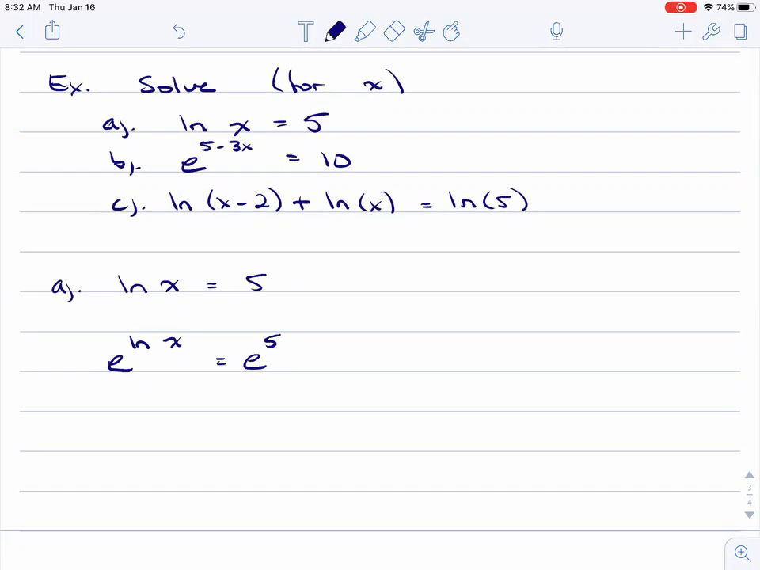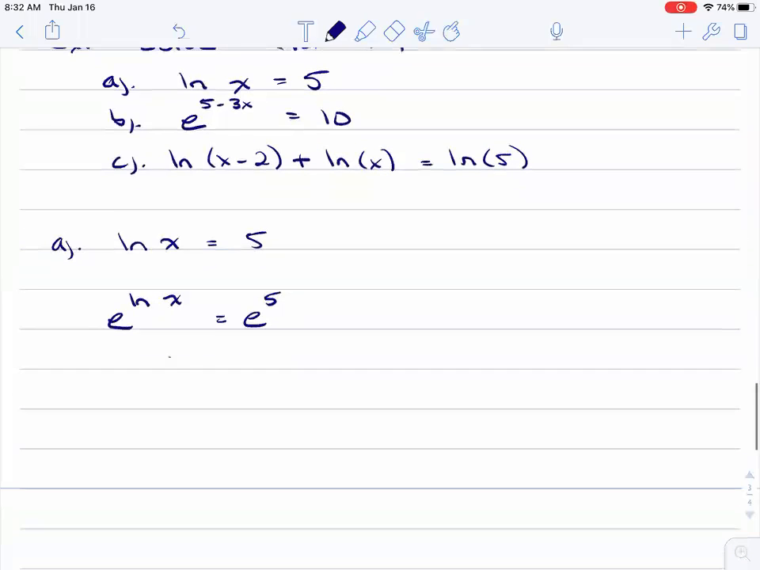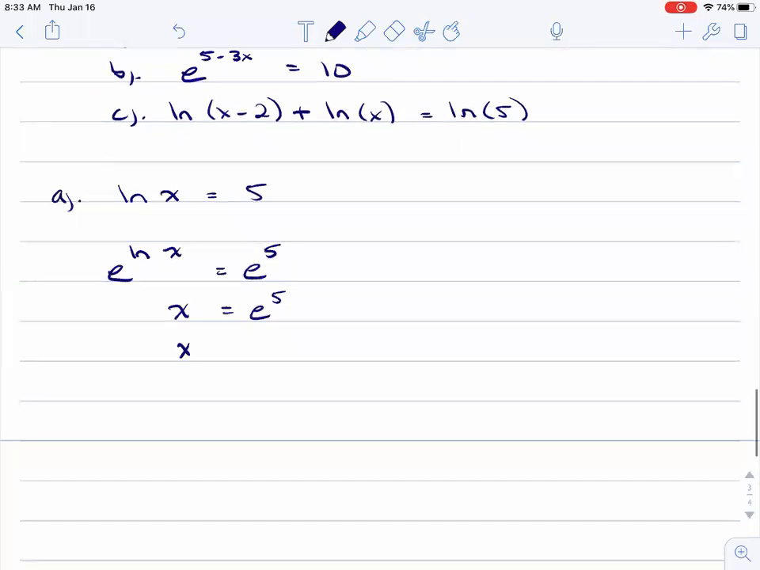E to the natural log of x just reduces to x, so x equals e to the power of 5. Whether you want to evaluate that, I would probably just leave it as the exact answer. E to the power of 5 is exact. Or if you want to approximate it, x is approximately 148.41311591.